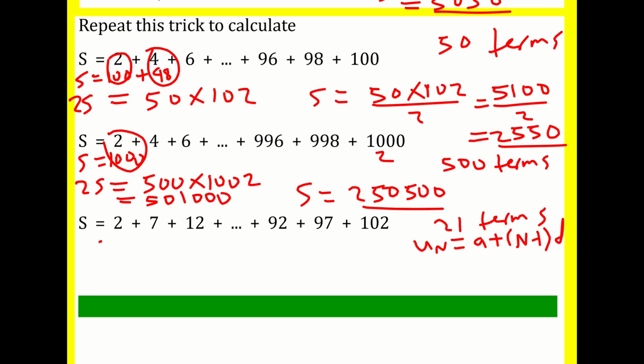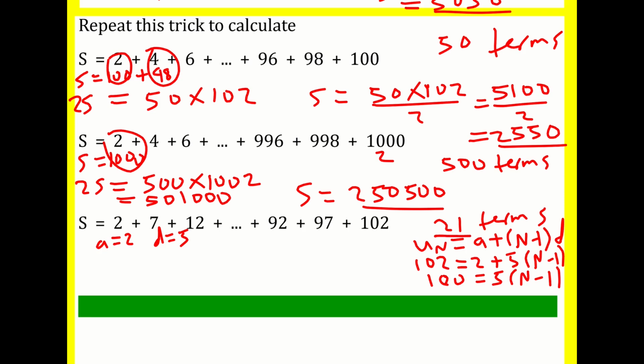So a is equal to 2, d is equal to 5. So 102 is going to equal 2 plus 5, capital N minus 1. That means 100 is going to equal 5 n minus 1. Divide through by 5 to give 20, add 1, yes, I'm going to get 21 terms. Okay, I've checked that out.